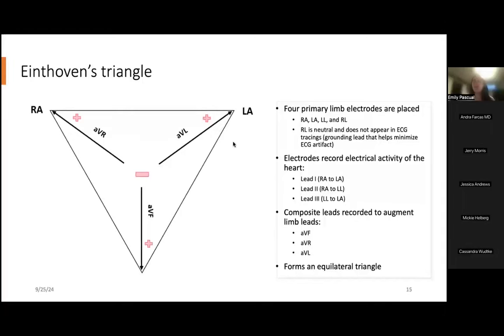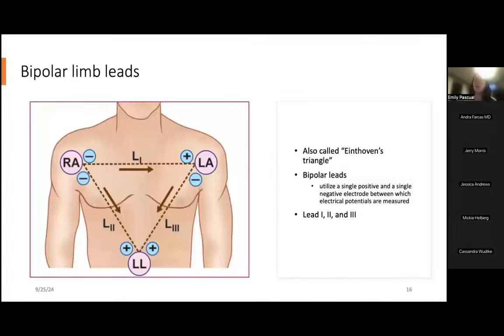So they appear as lead 1, which is measuring RA to LA, and then lead 2, RA to left lower, and then lead 3, left lower to left arm. And then composite leads are recorded to augment the limb leads: AVF, AVR, AVL, and this forms an equilateral triangle. So again, this is just repeating that similar concept.